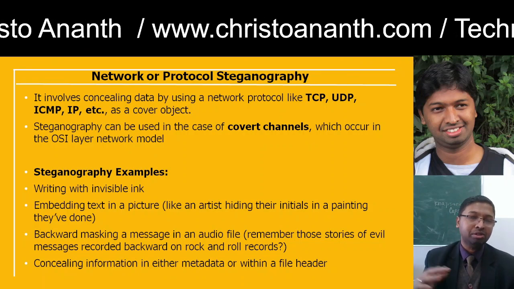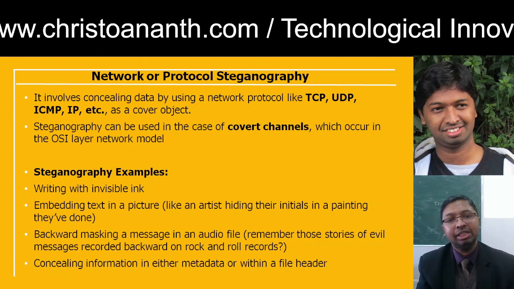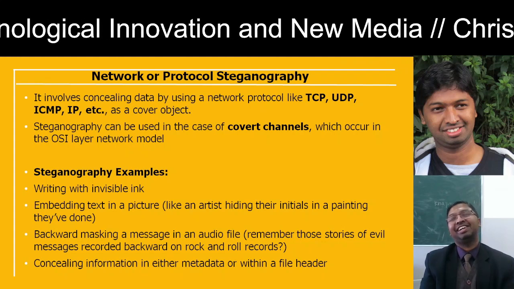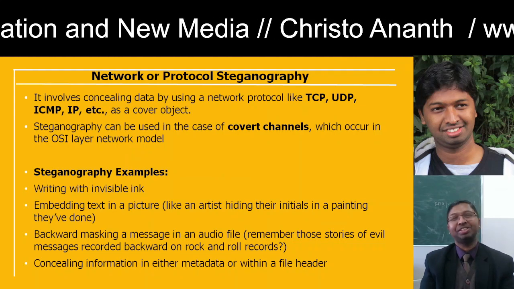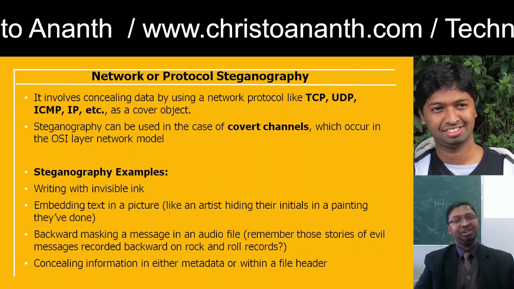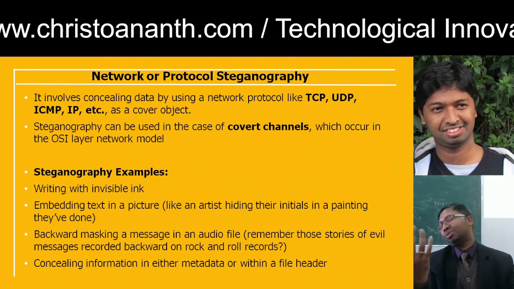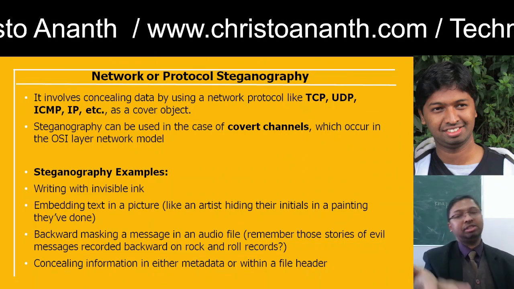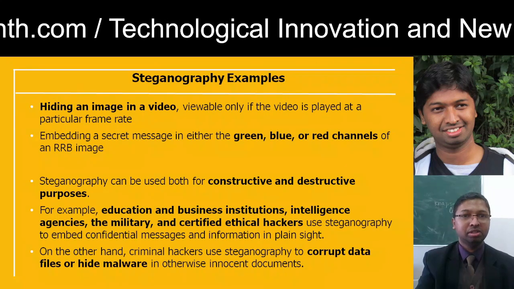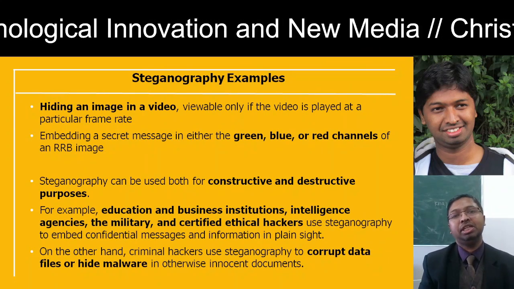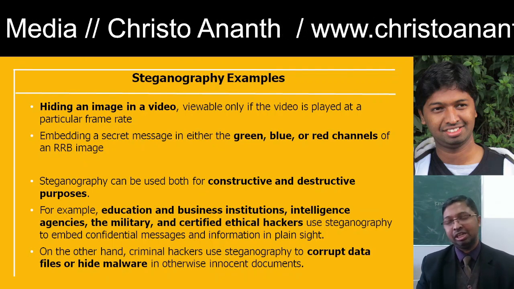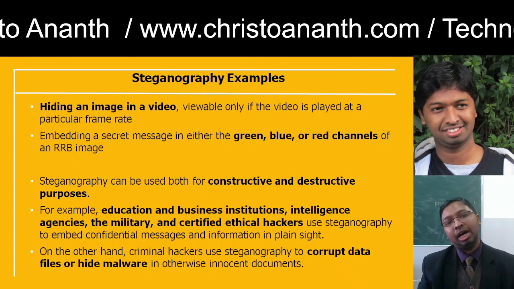And you can go with backward masking, where you can decrypt and get the message in the audio file. I think you would have seen this in some movies, like the Conjuring type of movies, where they play one audio and then another, and playing both audios at the same time gives you one piece of information. This is how you conceal information in either the metadata or within the file header. You can also hide an image in a video, and embed the secret message in the green, red, or blue channel of an RGB image format.